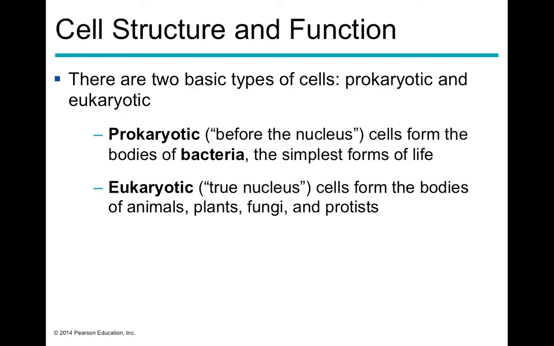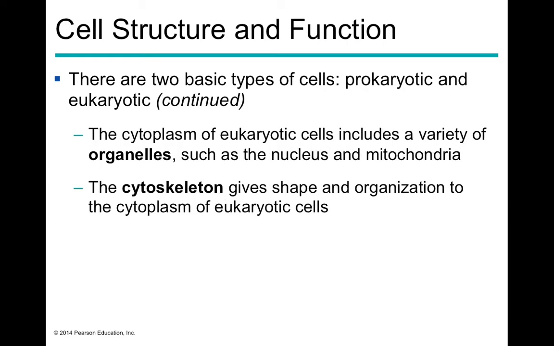Eukaryotic means that it has a true nucleus. Right? Prokaryotic cells do not have a nucleus. They still have organelles, but the organelles are all just kind of housed in the cytoplasm. And the eukaryotic cells are going to be cells that have the true nucleus and also have specific organelles that are going to have specific functions within the cell. And they're going to form things like animals and plants. We won't talk about fungi or protists for the purposes of this class.